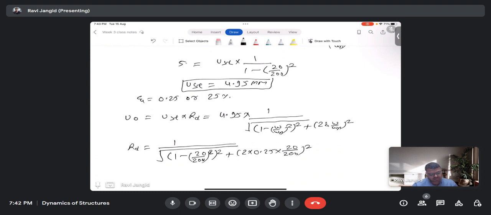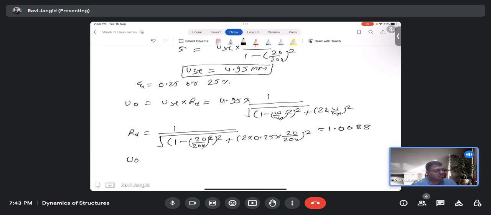1.008. Let us check. That is coming out to be 1.008, nearly 1. So my u naught for this system is 4.95 into 1. If I use the whole 1.008, that becomes 4.99. Okay, now do part B.